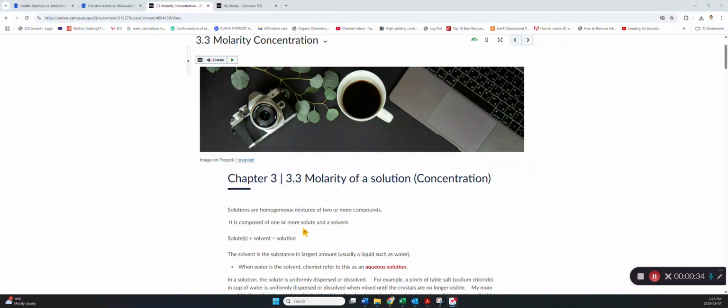There are many compounds in this solution, and we could further define this as a solute and solvent. The solvent is the compound that is in largest amount, and the solute is the other components. It could be more than one. So, for example, sodium chloride in water, sodium chloride would be the solute, water would be the solvent. The solvent is normally the substance in largest amount, usually water. And we call this aqueous chemistry, an aqueous solution.